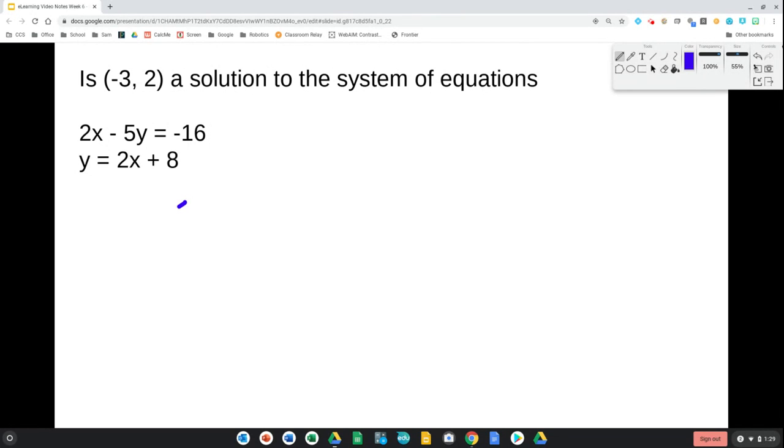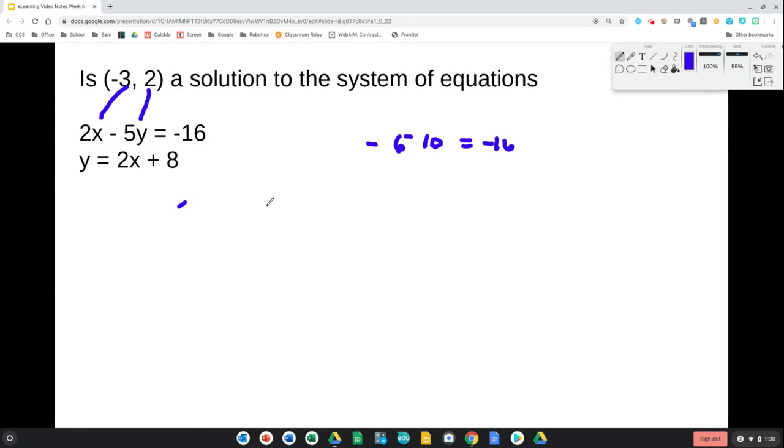All right, so let's see if negative 3, 2 is a solution to 2x minus 5y equals negative 16. So if you replace the x with negative 3 and the y with a 2, do you get negative 16 for an answer? If we replace the x with a negative 3, we get negative 6. If we replace the y with a 2, we get minus 10. So it's negative 6 minus 10, and sure enough, that equals negative 16. So the first equation is true.